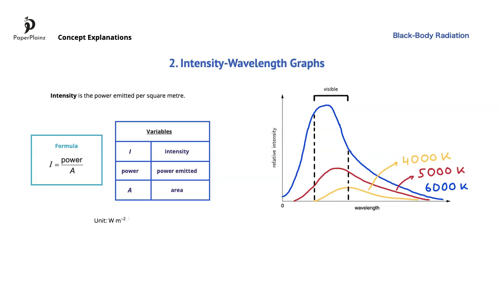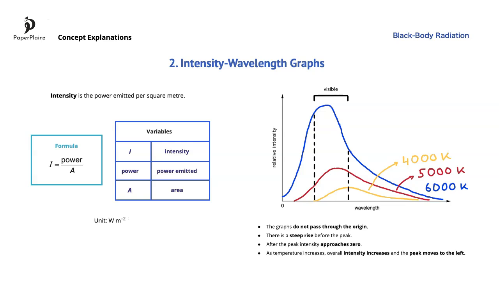Let's discuss a few key points. The graphs are close to, but do not actually pass through the origin. As you can see, there's a steep intensity increase before the peak. After the peak, intensity decreases and approaches zero. And finally, as temperature increases, overall intensity increases, and the peak is shifted to the left.